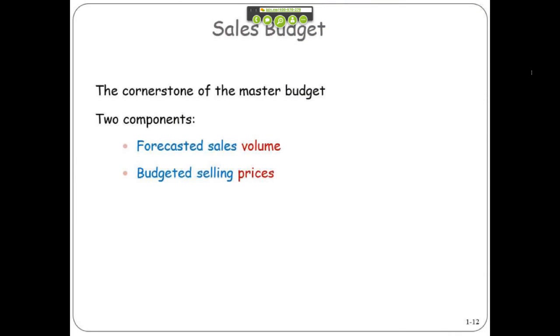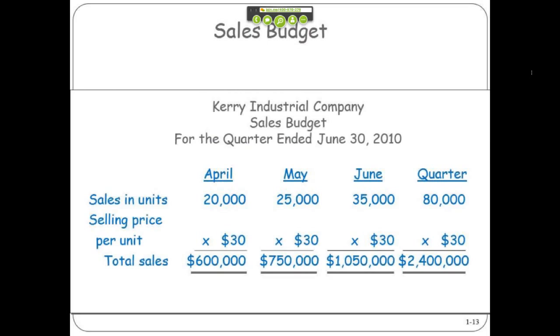So it all starts here, sales. The first step is to forecast volume, sales volume, and expected price for the products that you sell. We'll have this running example now through the rest of this section. Kerry Industries.